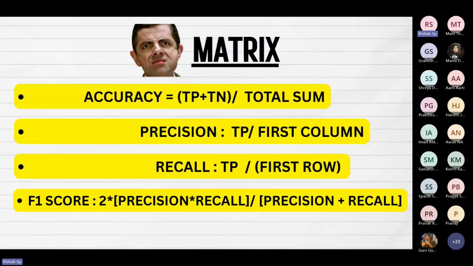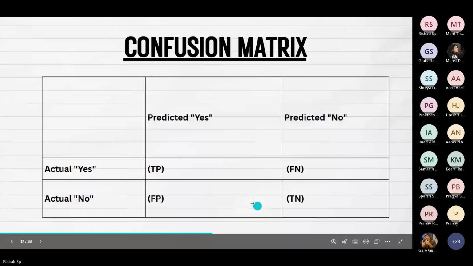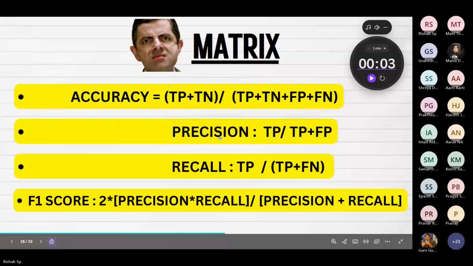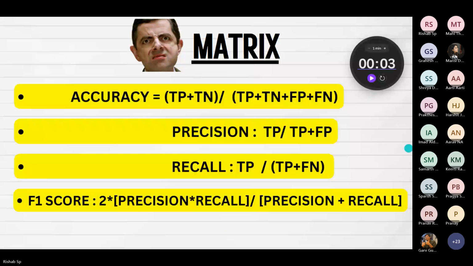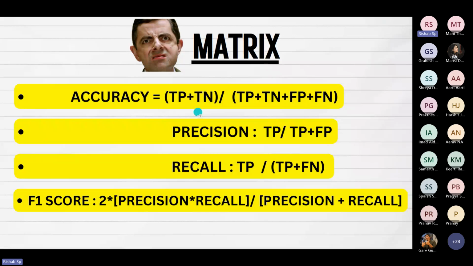FP, FN. So just be aware of this structure. You will get any of these four questions. Accuracy, you have TP plus TN divided by grand sum. Precision, TP. For these both, you will be having TP in the denominator.